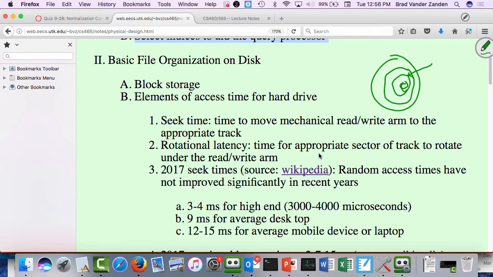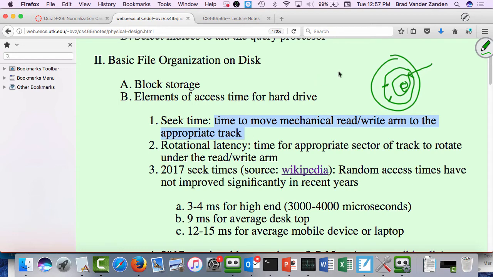And hence there are two things that are going to slow us down. First of all, let's say we know that the information is somewhere on this track right there. In order to get to that track, we first have to move the read-write arms to that track. That's called seek time. It's the time to move the mechanical read-write arm to the appropriate track.